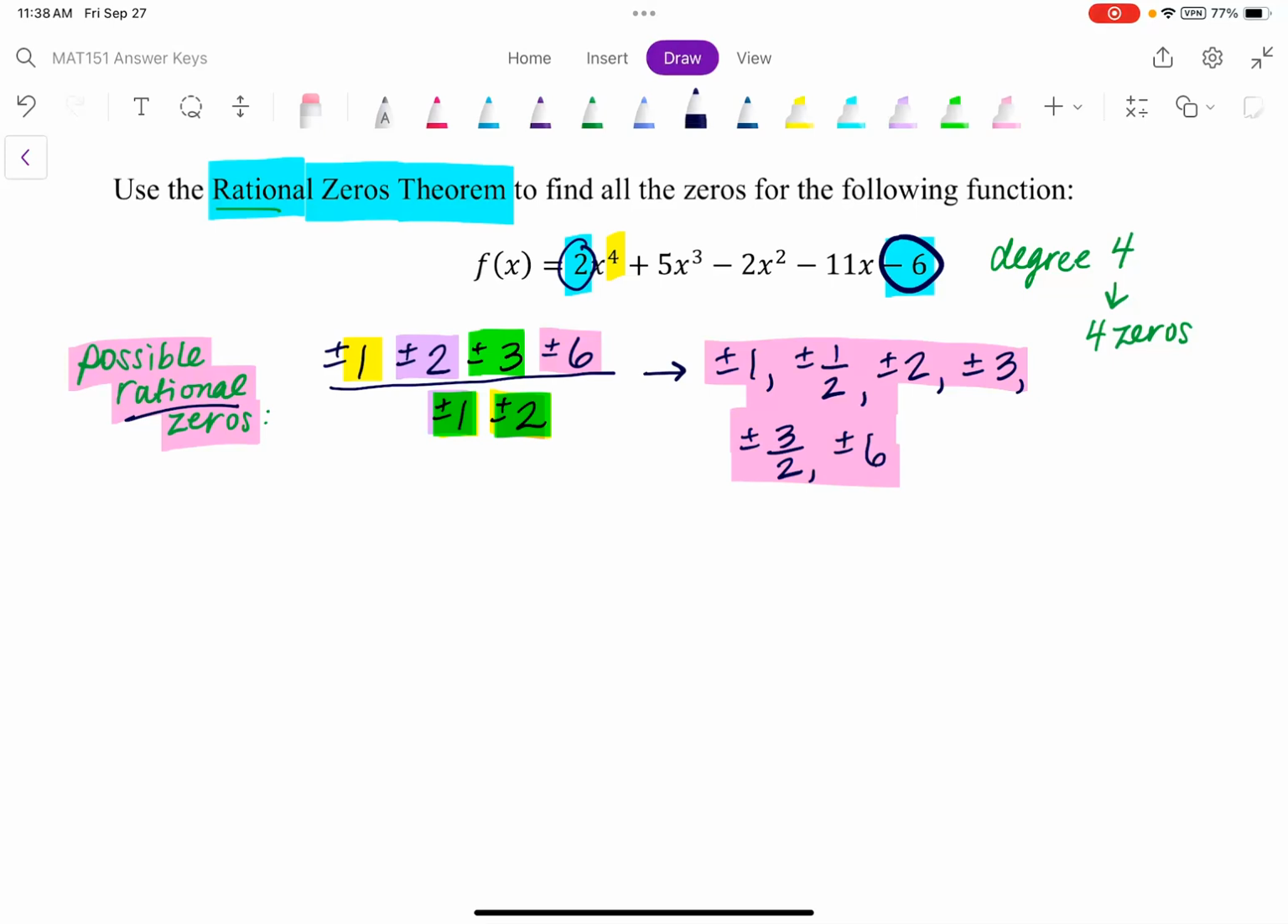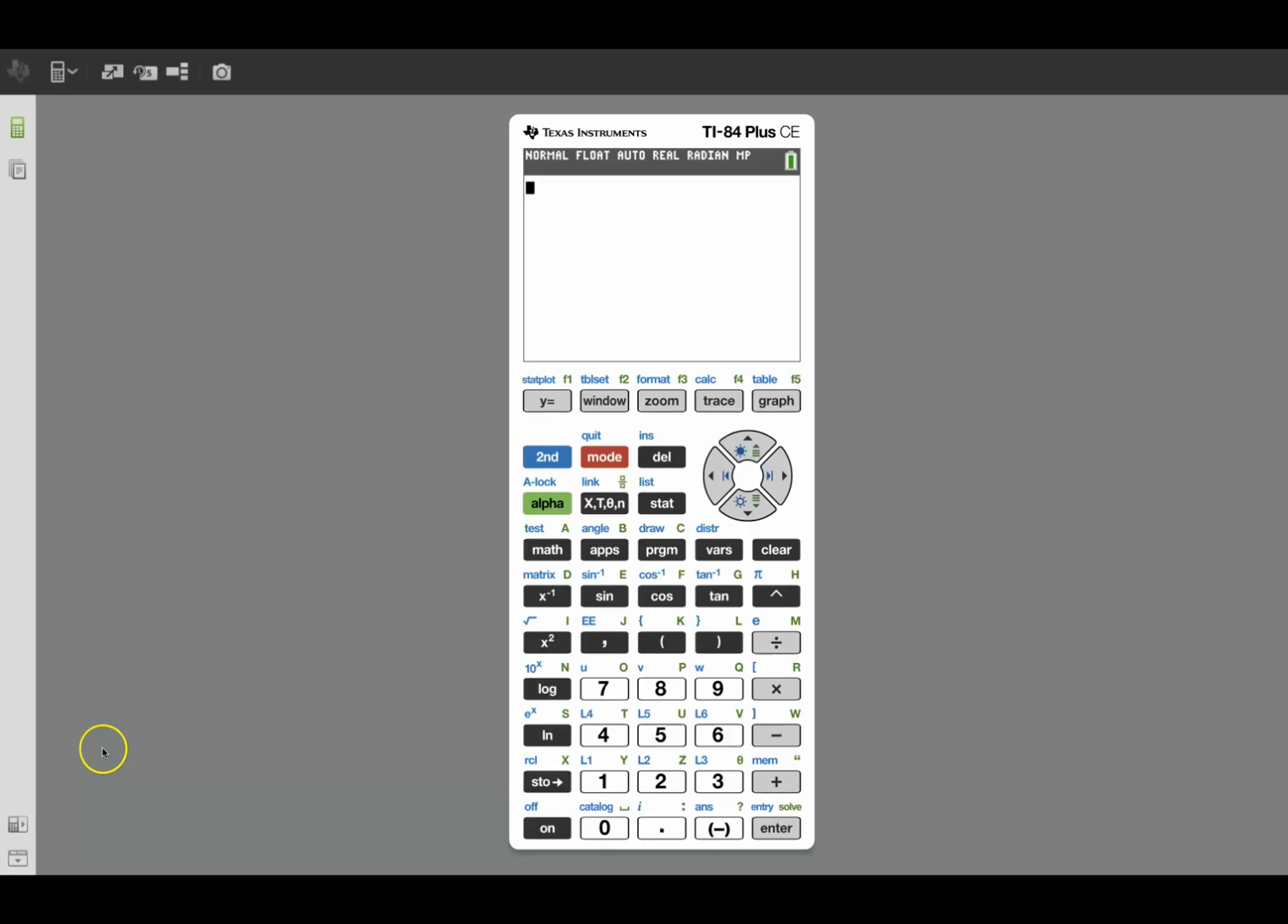So we need to first look at this list and find a zero. So this is where we have to do a little bit of extra work. And we want to be smart about this. We don't want to try the fractions right away. We want to start with the nice whole numbers and the integers. So looking at the plus or minus 1, plus or minus 2, 3, and 6. So let's begin with 1. Now, this is where you can use your graphing calculator to see if 1 is a zero.